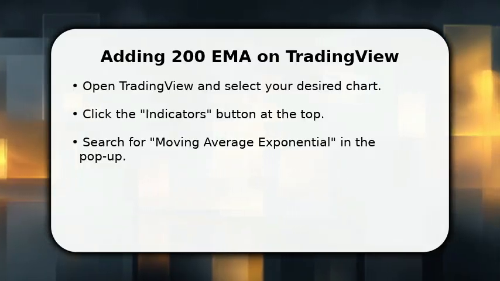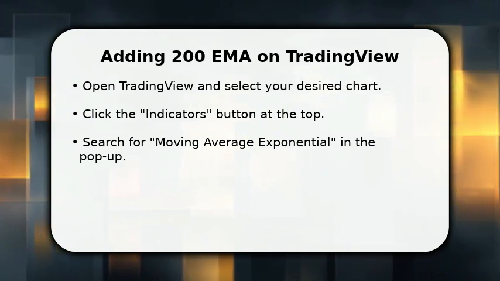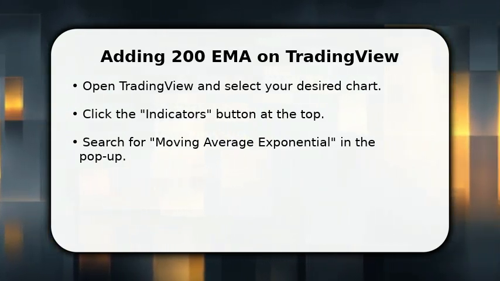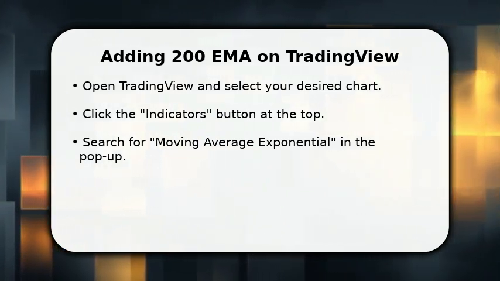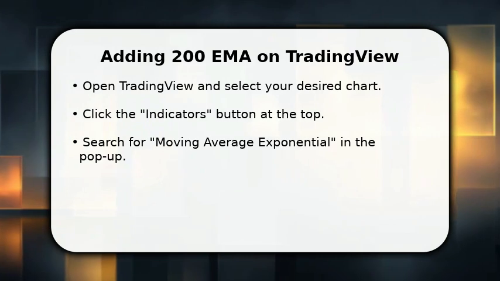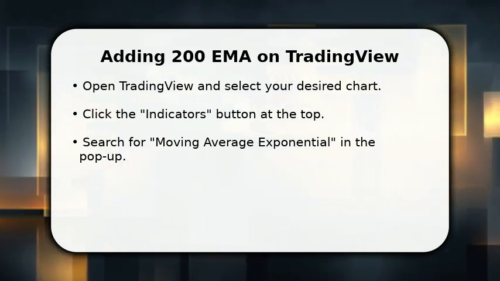In this video, I will show you how to set up the 200 EMA on TradingView. First, open your TradingView platform and select the chart you wish to analyze. Next, locate and click the Indicators button, usually found at the top of your screen.